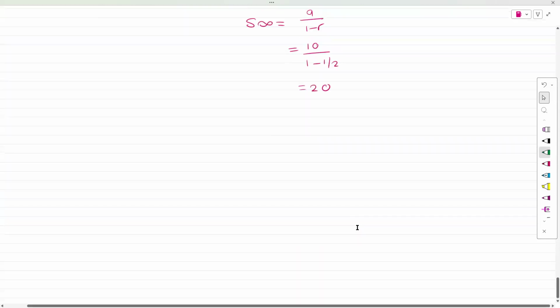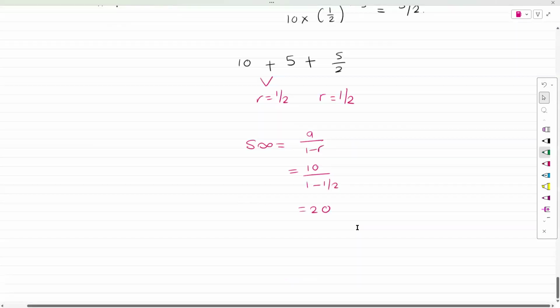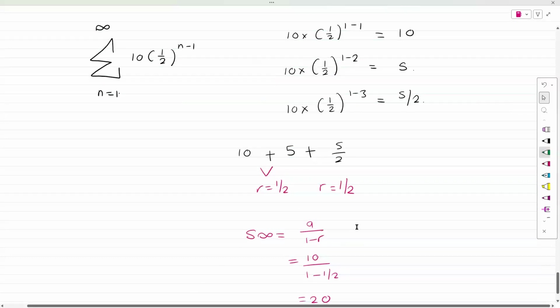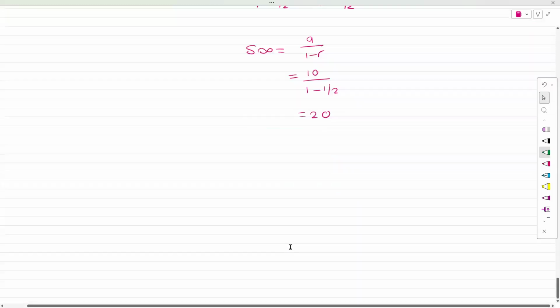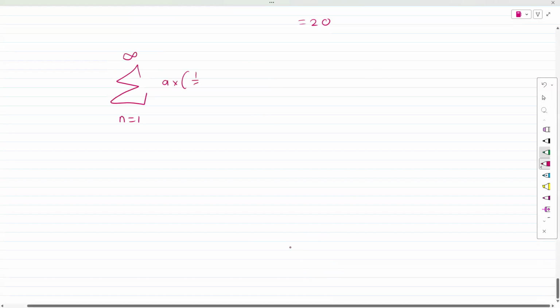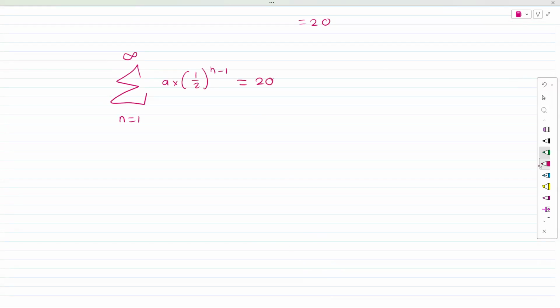But I mean, what should I do? Let me just think quickly. Give me a second. I just want to confirm something. Okay, cool. Let's see if this works out, right? I'm just making this up on the spot, guys, so bear with me. This is infinity. This is n equals 1. This is a times half to the power n minus 1, equals 20. Now, guys, what this means is the word sigma means sum of. If you have to put this in words, I would say the sum of this formula starting at 1 and ending at infinity equals 20.